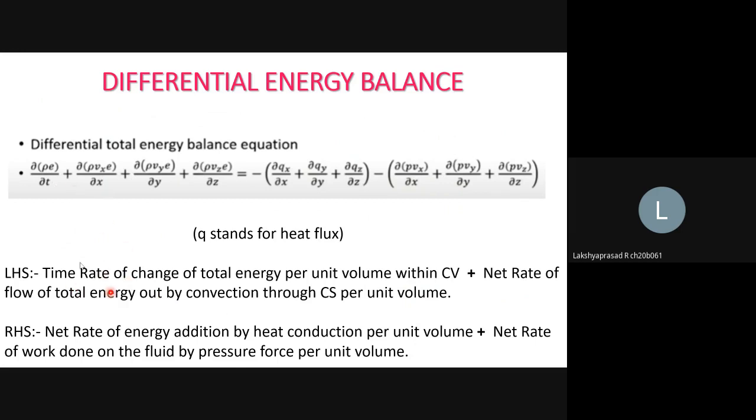The physical significance of each of these terms is given over here. On the LHS, we have the time rate of change of total energy per unit volume within the control volume, and this is the net rate of flow of total energy out by convection through the control surface per unit volume. All of these are per unit volume. And on the RHS, we have the net rate of energy addition by heat conduction per unit volume, and the net rate of work done, where P is pressure, net rate of work done on the fluid by the pressure force per unit volume.